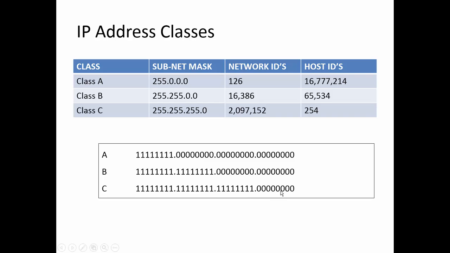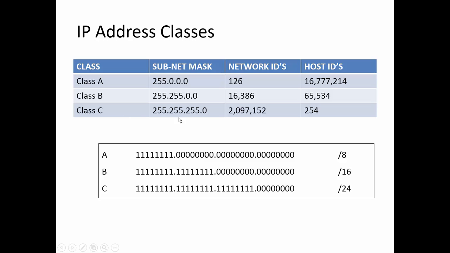We can also write that in a shorthand notation of /8, /16, or /24. A Class A subnet mask has 8 bits. And another way to write that is simply /8. It's just a shorthand way of showing a subnet mask of 8 bits. A Class B subnet mask is a 16-bit subnet mask, so we write /16, and a Class C subnet mask is 24 bits, so we write it as /24.